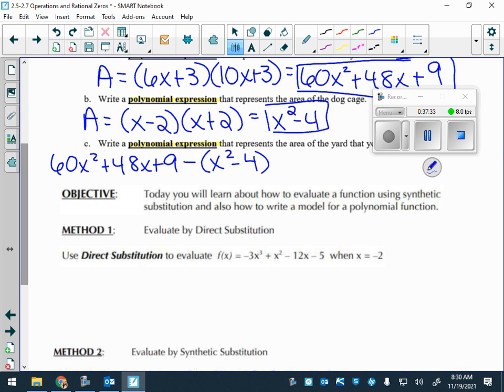Okay. So then we have 60x squared plus 48x plus 9 minus x squared plus 4. Now we're ready to combine like terms. What is the area in terms of x that you will mow?